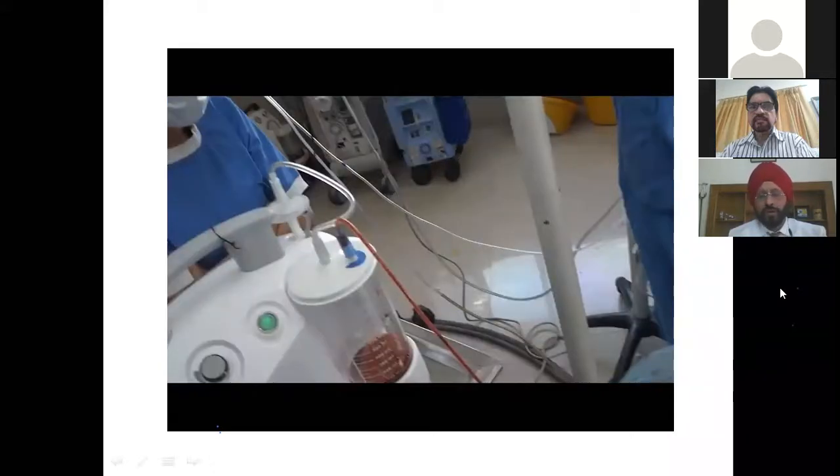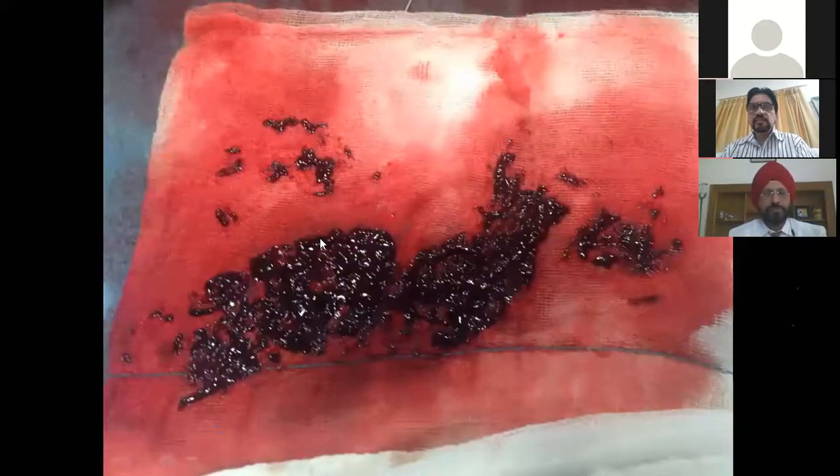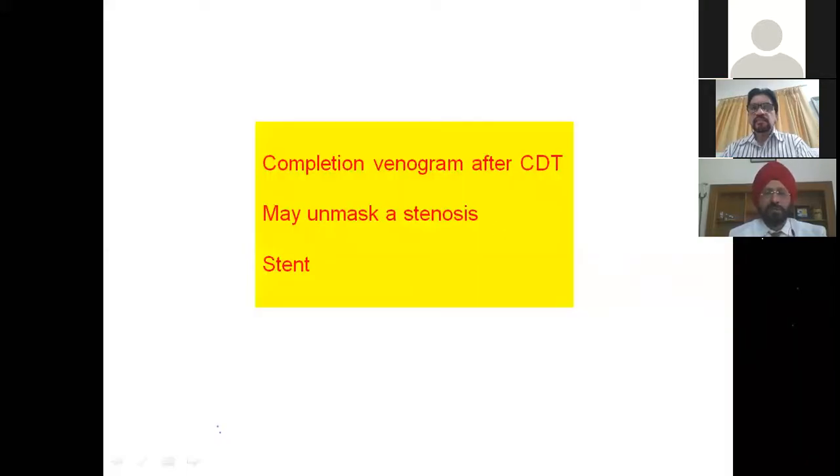Whether for DVT, pulmonary embolism, or even for arterial thrombus, this is what we got out of the patient. Completion venogram must always be done. It can unmask a stenosis. Then you either balloon it or you can even stent it. That's a must. You must always check.